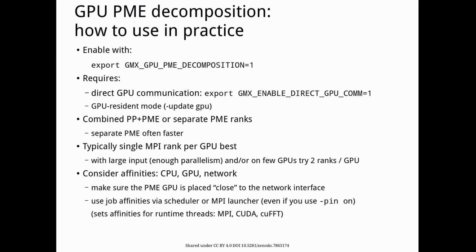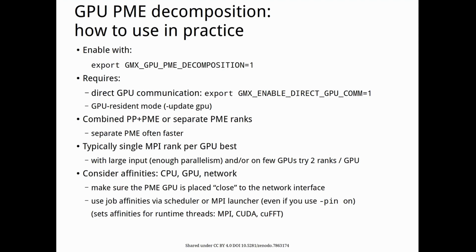So how to use it in practice? You need to enable this, as Berk mentioned, with an environment variable, since it's a feature that has not received very extensive testing yet. It requires enabling direct GPU communication with the environment variable shown on the slides. You should also enable the GPU resident mode, which you can do with -update gpu. It works with both combined PP and PME, or separate PME ranks, but in our experience separate PME ranks are nearly always faster, typically with a 1-to-4 ratio of PME to PP ranks, but this might vary, so you need to test for your systems.